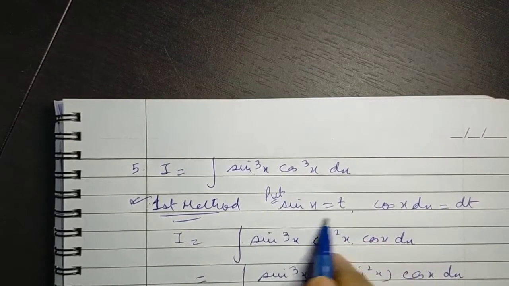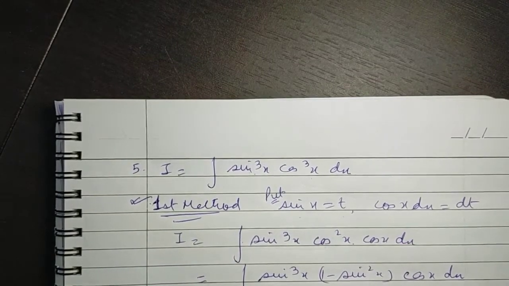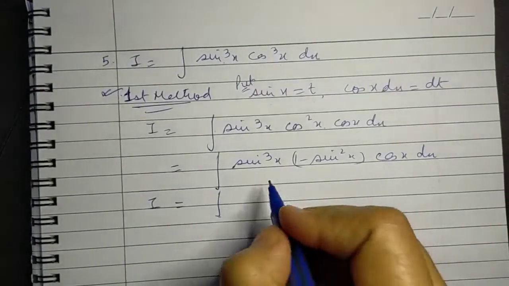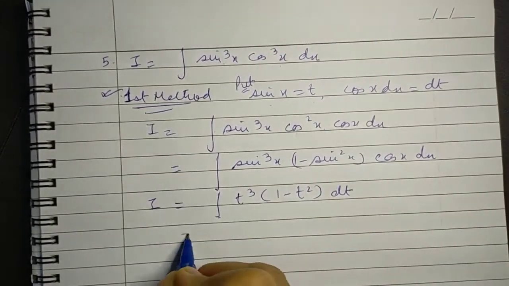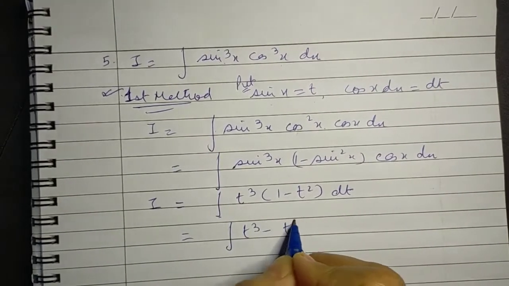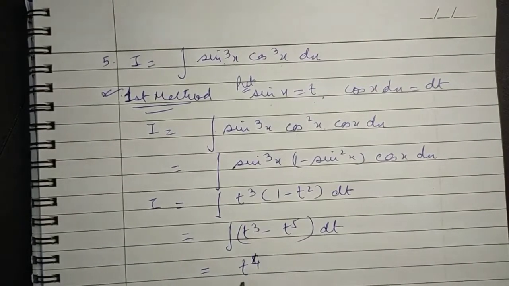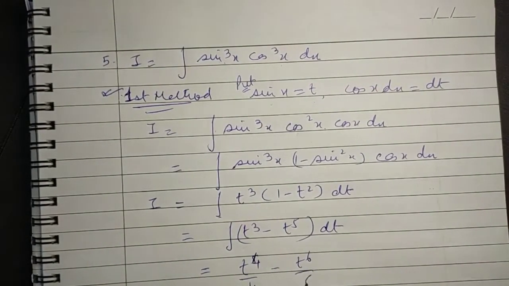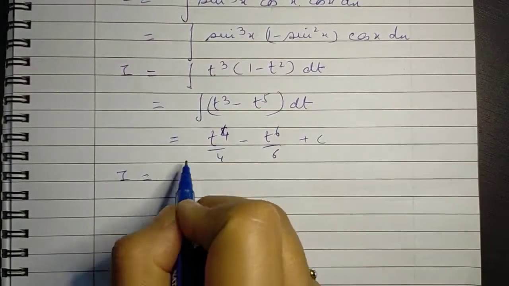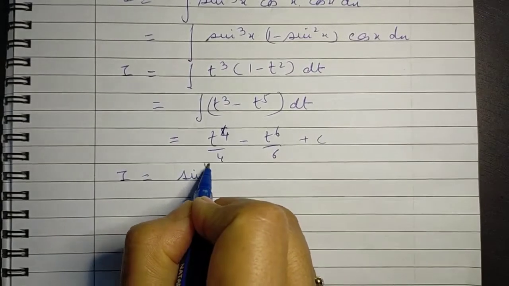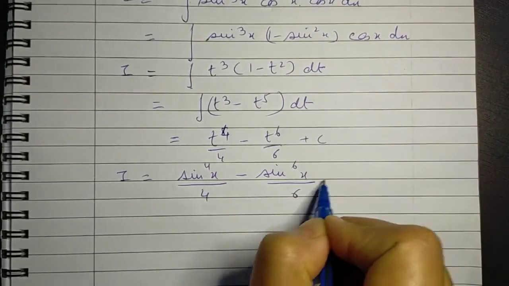this substitution, that sine x is t, and then this gets reduced to t cube into 1 minus t squared dt, and this we know how to solve. T cube minus t raised to power 5 into dt, which gets solved to t to the power 4 over 4 minus t to the power 6 over 6 plus a constant. Replace back t in terms of x, we get sine raised to the power 4x over 4 minus sine raised to power 6x over 6 plus c.